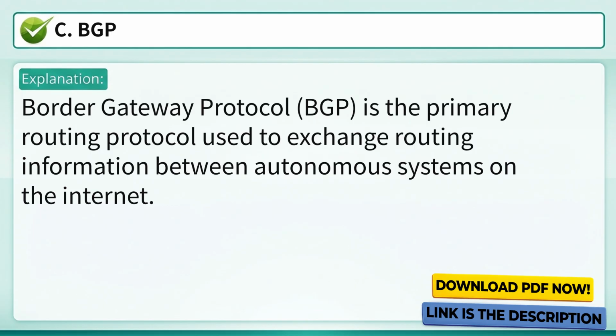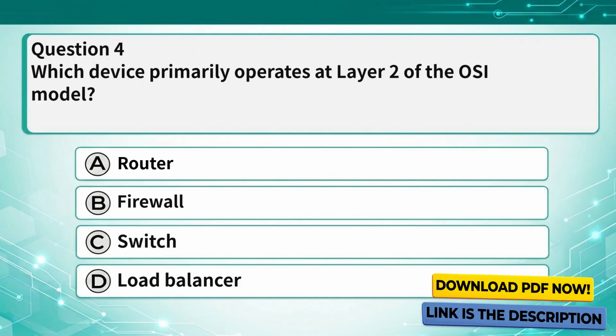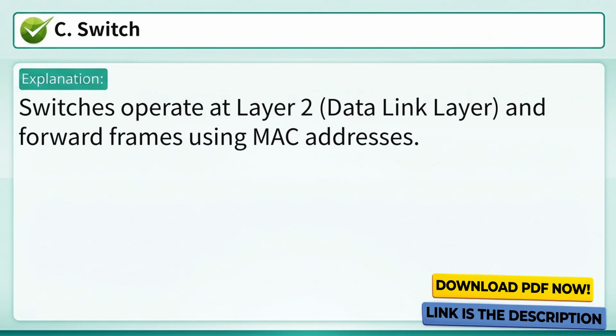Question 4. Which device primarily operates at Layer 2 of the OSI model? A. Router, B. Firewall, C. Switch, D. Load balancer. Correct answer, C. Switch. Explanation: Switches operate at Layer 2, the data link layer, and forward frames using MAC addresses.